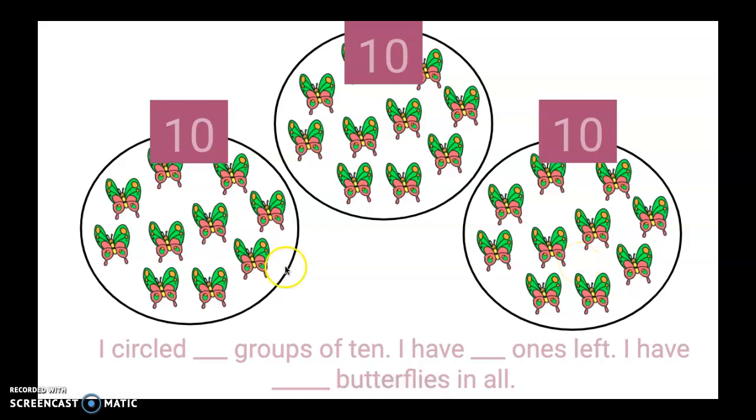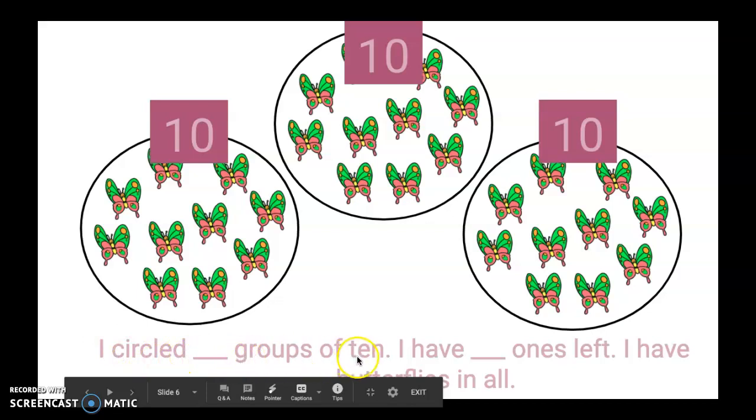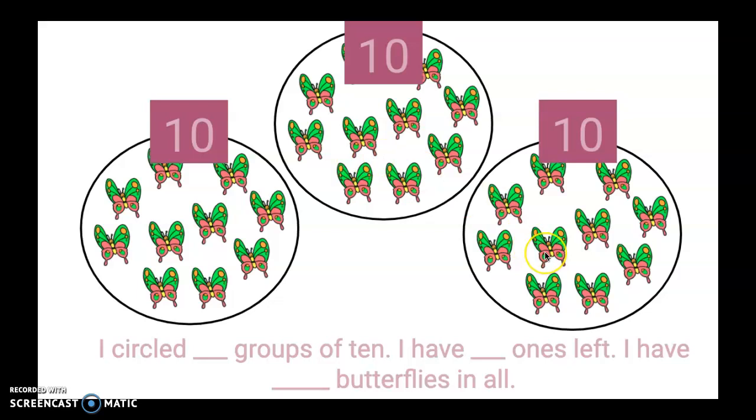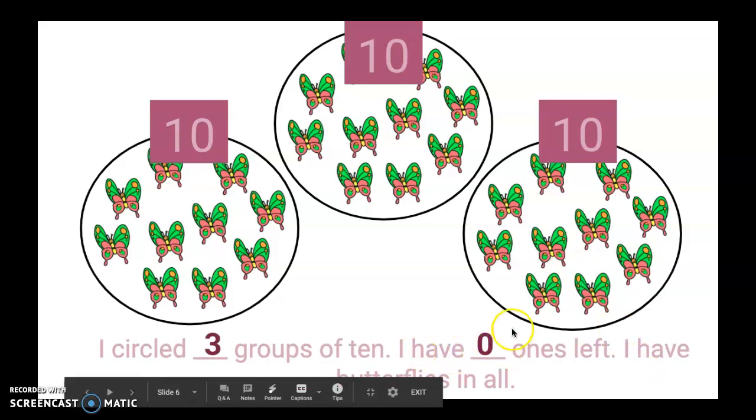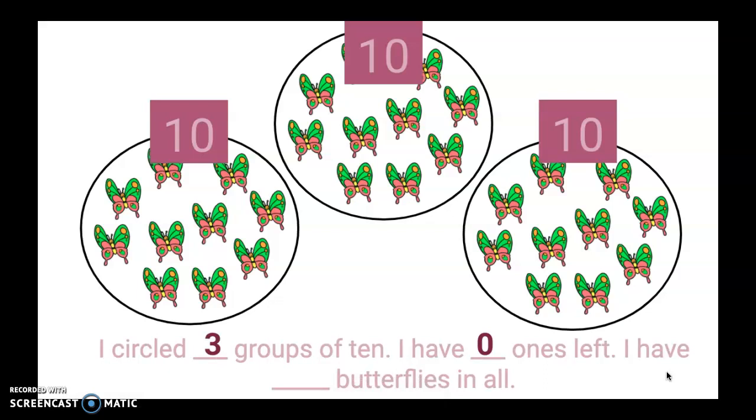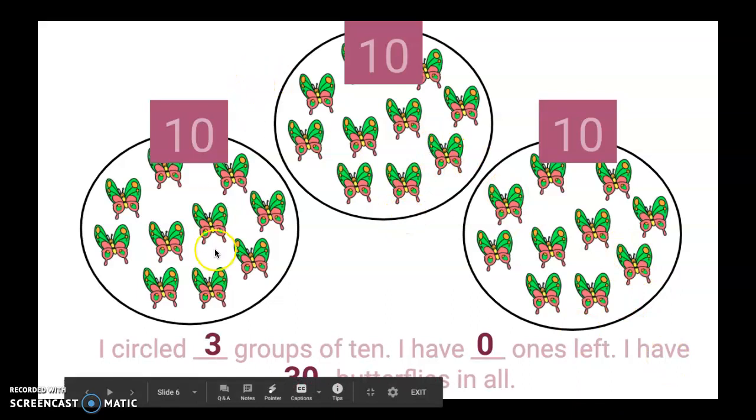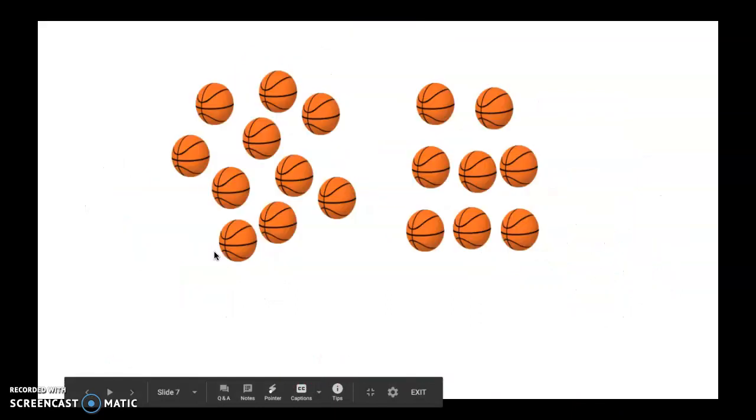So let's fill in my sentence stem. It says, I circled blank groups of 10. 1, 2, 3. I circled 3 groups of 10, and I have 0 ones left. So there are no extra butterflies that aren't in my circles. So how many butterflies do I have in all? That's right, I have 30 butterflies in all. And I can double check: 10, 20, 30 butterflies.